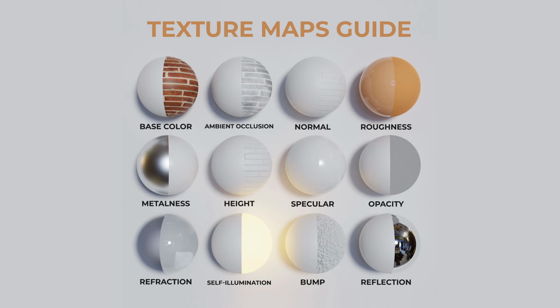Normal is a description of which way your surface is pointing. Roughness, as we talked about before, is how smooth your surface is. Do the light rays bounce off cleanly, or do they disperse and scatter? And so on and so on. This is the function of texture maps. They control the properties of the material.